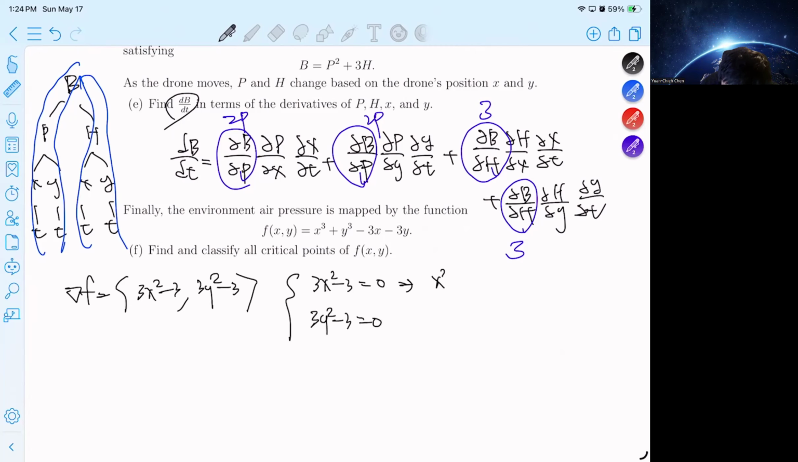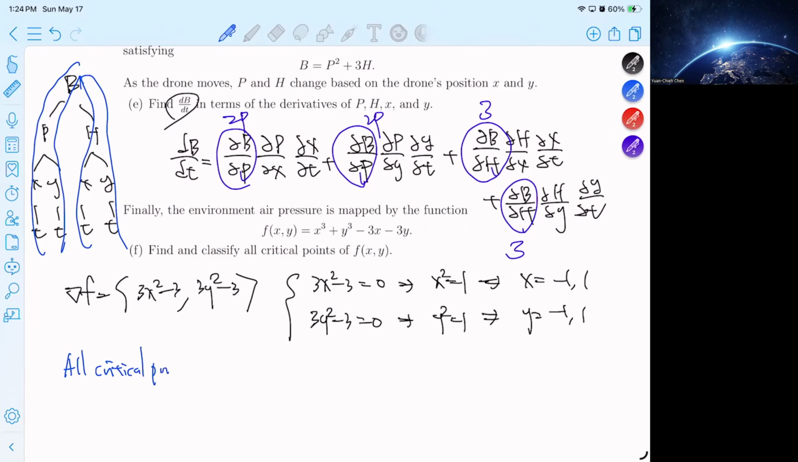Be careful. This is what happened in your midterm too. We gave a similar question. I don't remember the actual question, but basically, if you have these two cases, you have to include all cases. So when x equals -1, y can be either of the two cases. When x equals 1, y can also be two cases. So all critical points, therefore, are (-1,-1), (-1,1), (1,-1), and (1,1). So now we need to classify all of them.